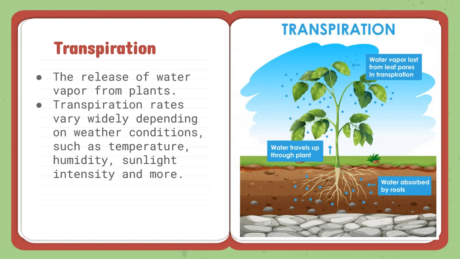So how it works is water is drawn up through the soil into the plant roots, where then it will go through the stem and to the leaves, and then it will actually evaporate into the atmosphere once it exits the leaf's pores.